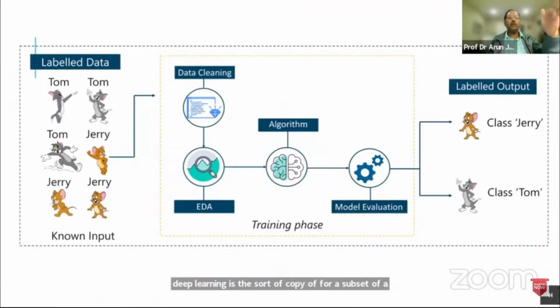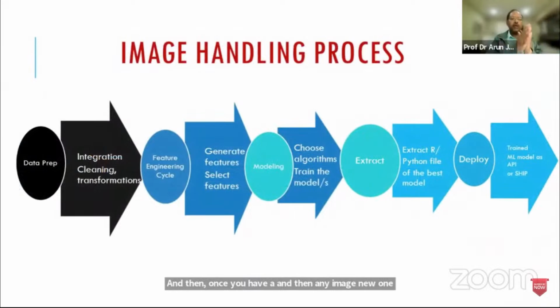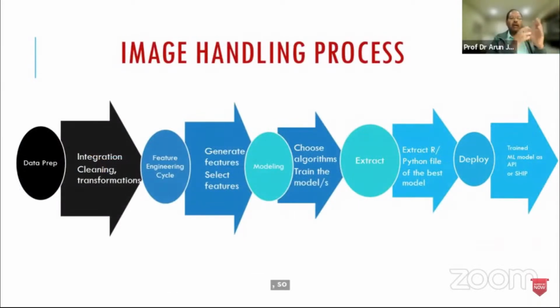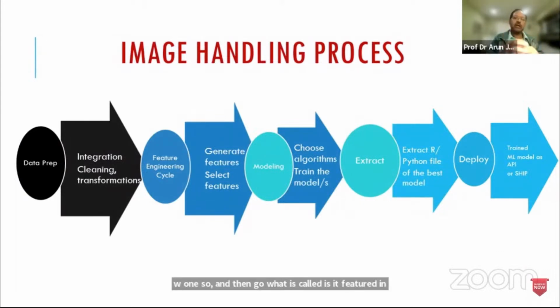Let us give an example. Suppose you have labeled data, images of Tom and Jerry, and once you apply data cleaning algorithms, at the end, any image given has to be classified as Tom or Jerry. The first step is data preparation, where all the images are integrated, and then we have the feature engineering cycle to find out which features are positive. This is supervised machine learning. Then it generates the features, creates models and algorithms, and extracts, and afterwards we deploy a new image and it can give a classification.